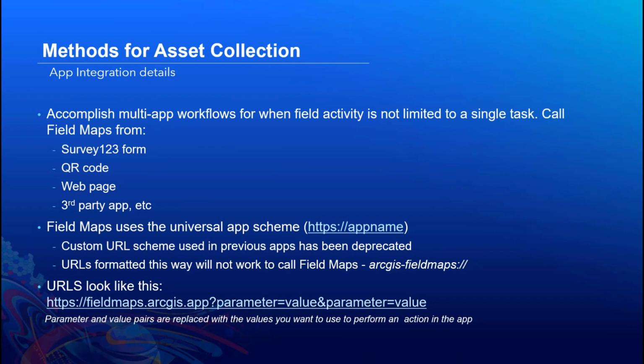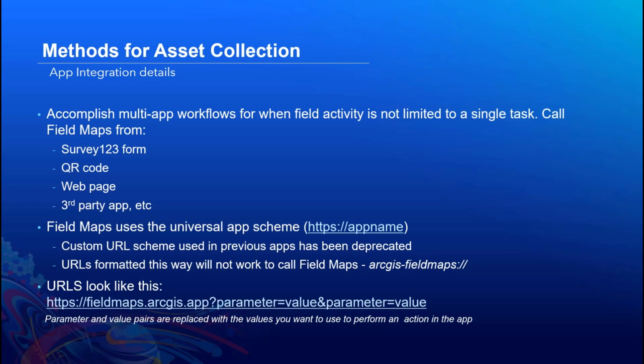Now let's recap some of what we covered about app integration and go into some more details. App integration can be used to accomplish multi-app workflows for when field activity is not limited to a single task. Some of the methods to call Field Maps could be if you're using an Esri 123 form and tapping on a URL to open Field Maps, using a QR code like I did in my demo, linking out from a web page, linking out from an email, a third-party app, etc. There are many ways that you can accomplish this workflow.